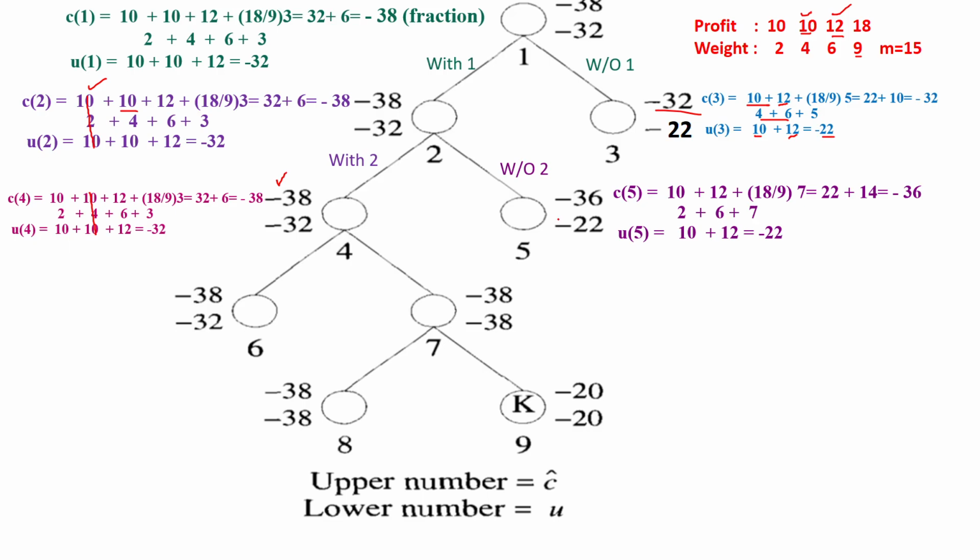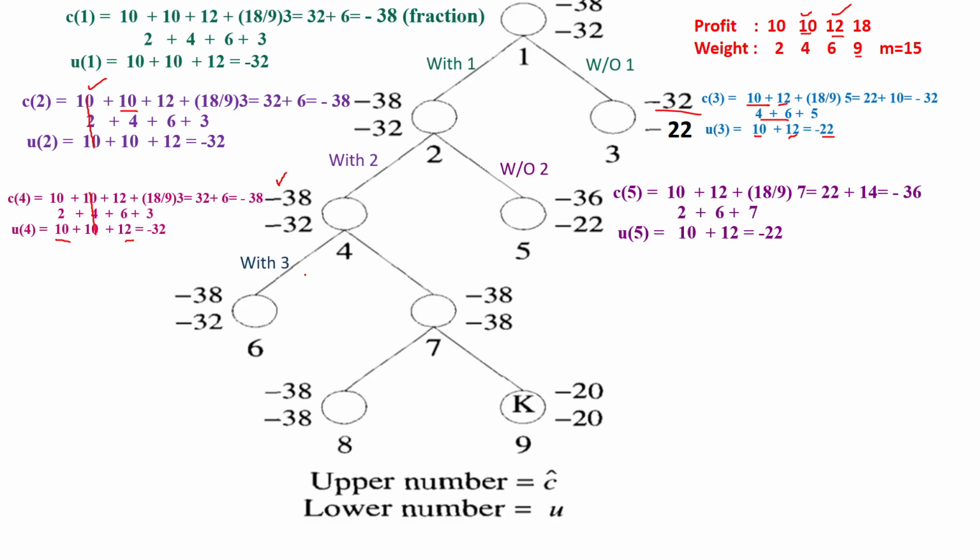First item is 10 and third item is 12. Okay, profit I am taking here. First item profit is 10 and third item profit is 12. So 6 plus 2 is 8. So what is the fraction part I can include for the fourth item? 15 minus 8, it is 7 here. So 7 into 2 means 14. So that is minus 36. Same thing here, 10 and 12. So 10 plus 12 it is minus 22. This is for without 2 here.